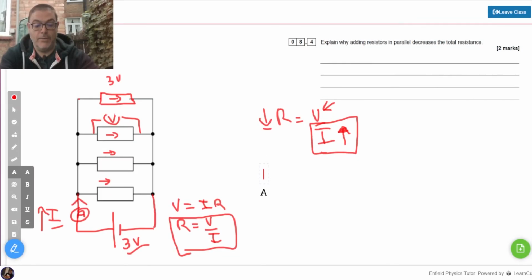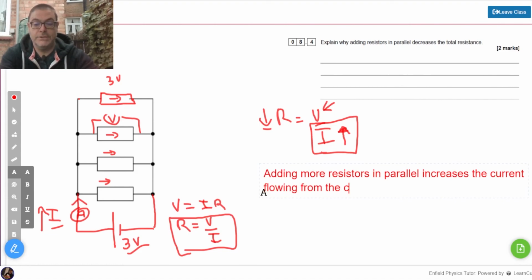Well, how do you say all that? Well, I think I'd do something like this. Adding more resistors in parallel increases the current flowing from the cell.